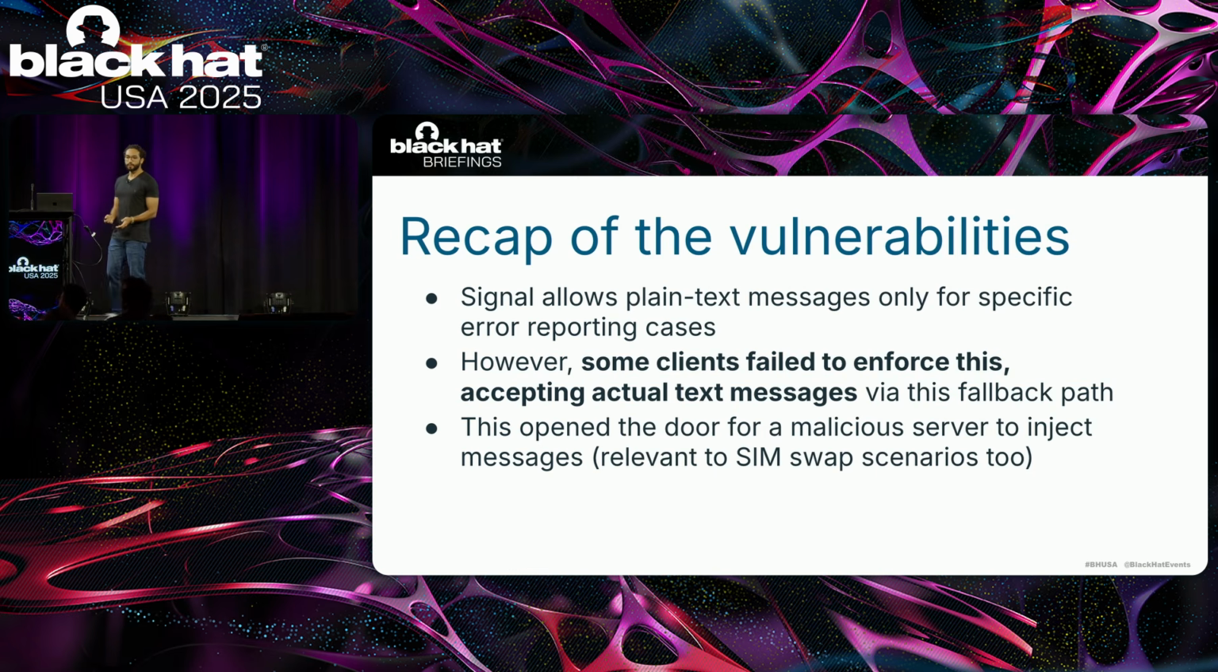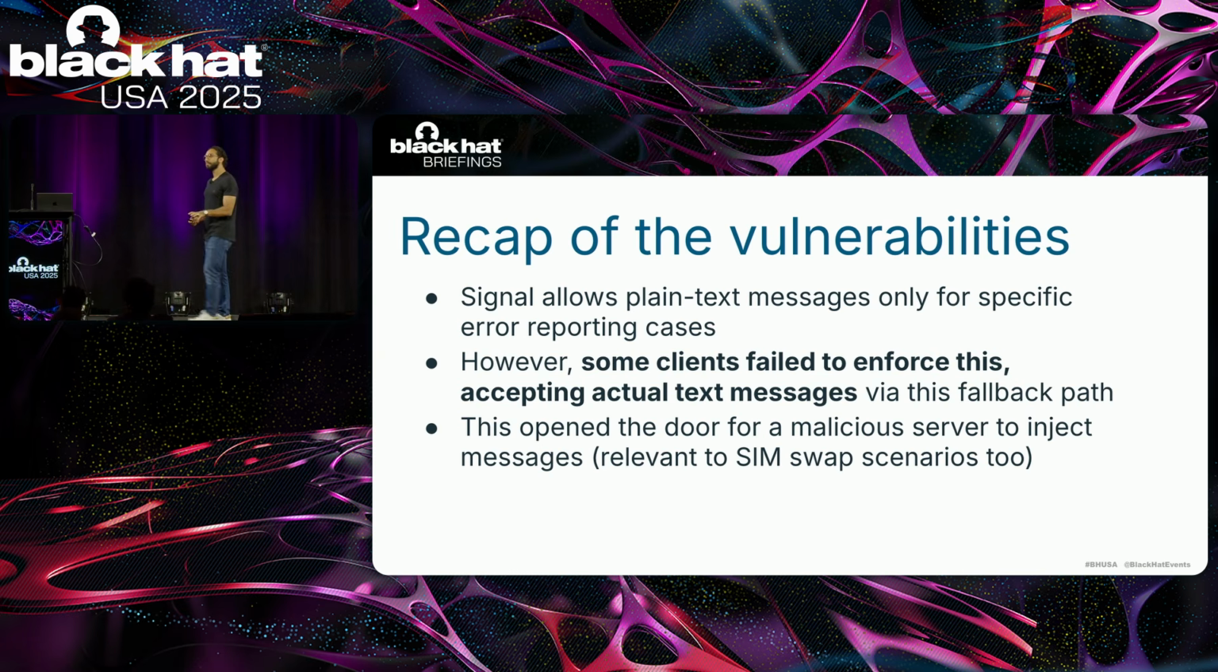So a recap of the vulnerabilities. Basically, Signal allows plain text messages only for specific error reporting cases. However, some clients fail to enforce this, accepting actual text messages via the fallback path. This opened the door for malicious servers to inject messages. You can also play with this in a SIM swapping scenario, where you can authenticate as another user, and then send these messages, and they will go through the server as plain text messages.